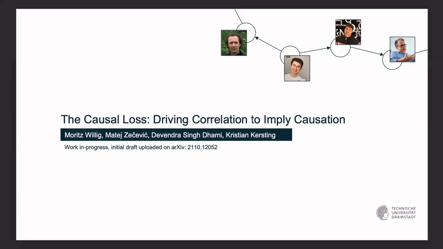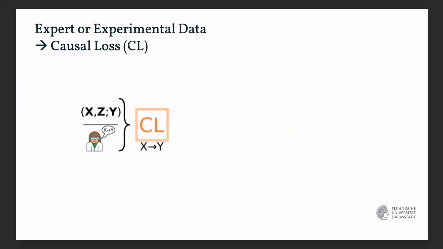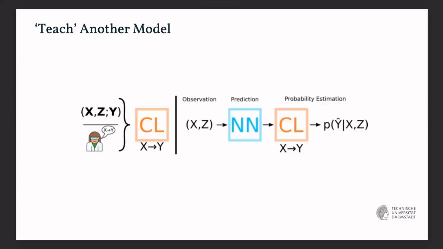And so the idea was really simple, right? You could have an expert, you could have experimental data, in general, anything really, which can help you formulate this causal loss. And this causal loss will actually be a model, a kind of teacher model. It could be experimental data that we've collected and you've simply trained this model. And so what we want to do now is use this model to teach another model, right?